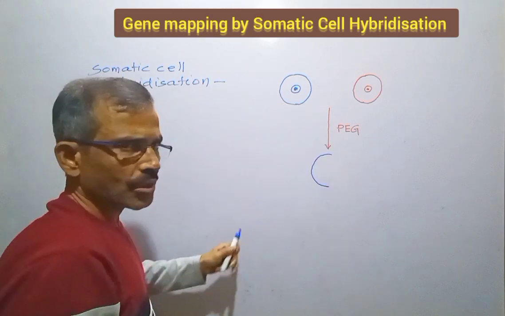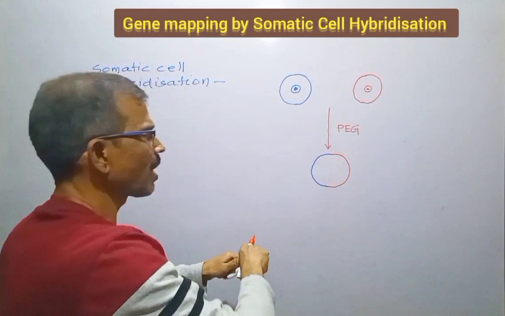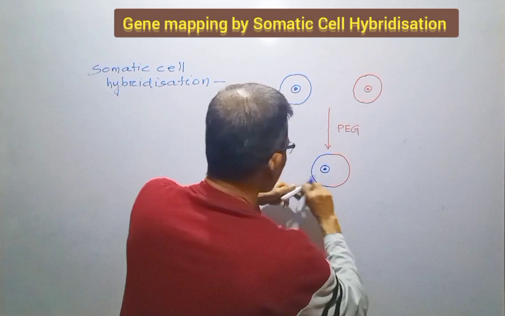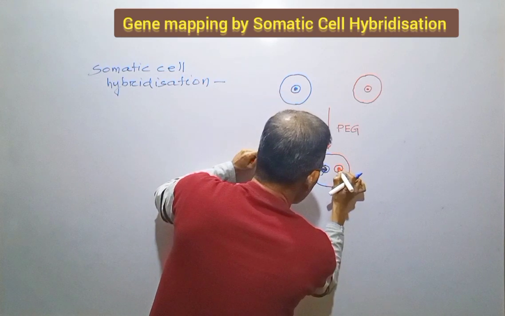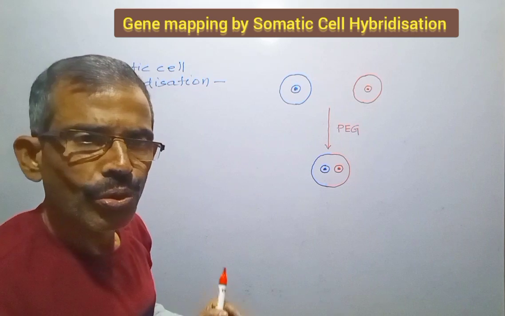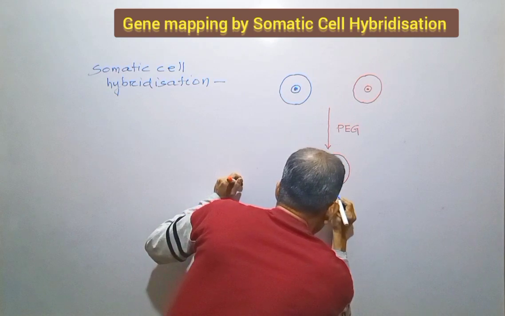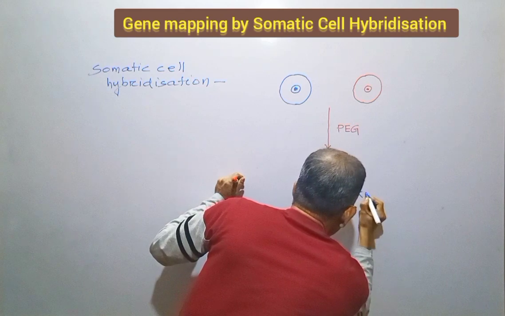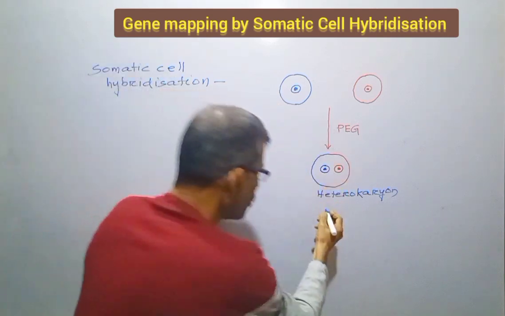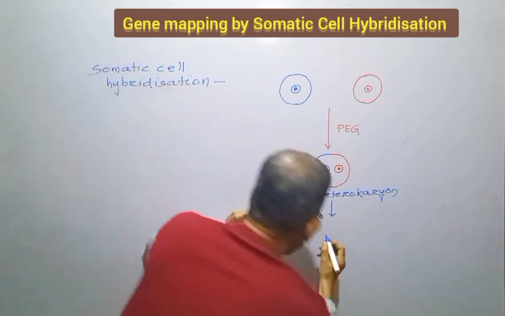This alteration in the properties of the plasma membrane makes it possible for two different types of cells to fuse together. This fusion results in the formation of a cell which has two genetically different nuclei. Such a cell which has two or more genetically different nuclei is known as a heterokaryon. And finally, these two nuclei also fuse together.